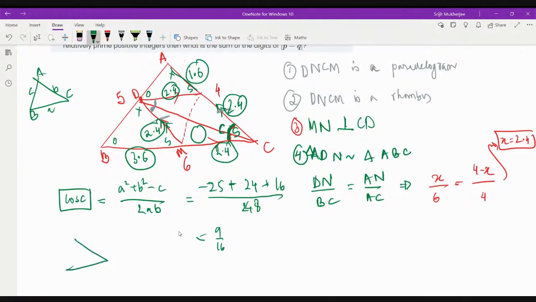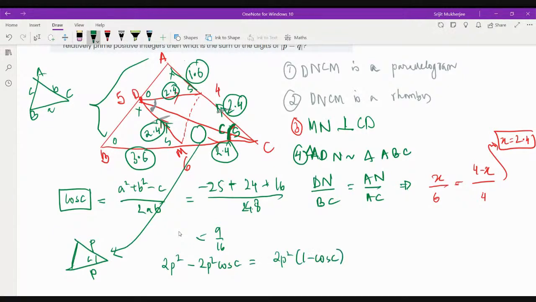Now take the small triangle. Let's say P over here and P over here. You need to find this. This is the big triangle and this is the small triangle over here. If this is cos C, then you need to find this for an isolated triangle. It's twice P square minus twice P square cos C, which is twice P square times 1 minus cos C. So you get P square as 2.4 whole square, and cos C is 9 by 16, so you can get it from here easily. Okay, so therefore this is the idea, okay?